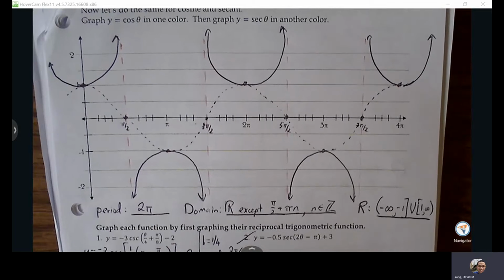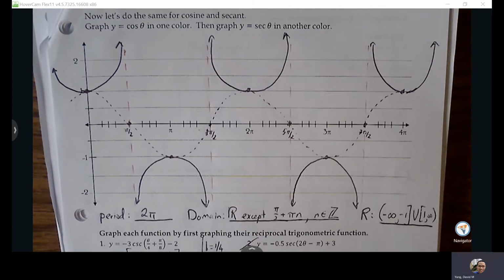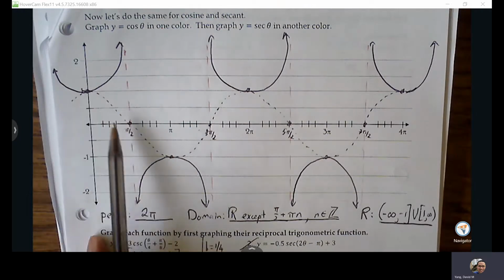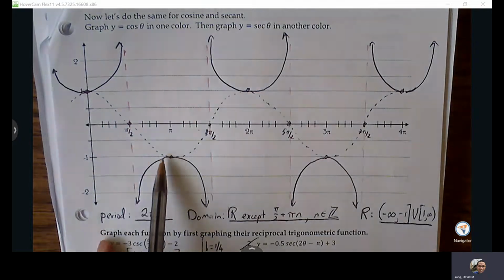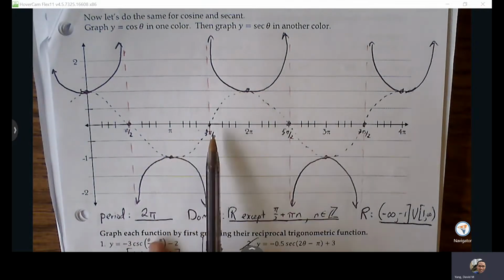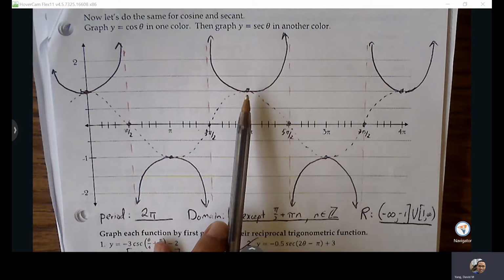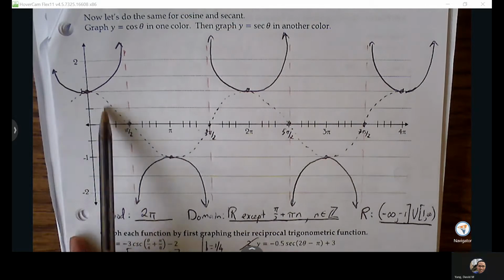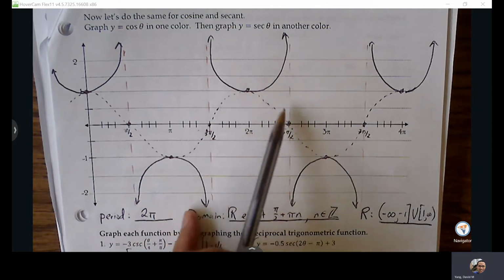Okay, so let's check our graph. So we start off with the cosine graph, right? You know what a cosine graph looks like. It starts at the peak, hits 0 at pi over 2, hits the minimum at pi, back to 0 at 3 pi over 2, and then back to the peak at 2 pi. So we're just creating the cosine graph.